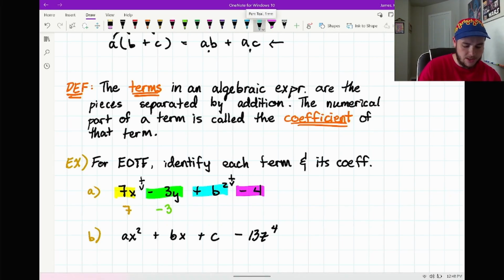When I don't see a coefficient, there's really an imaginary 1 there. And last but not least, if I have just a number, well, the whole number is the coefficient. The whole term is the coefficient, -4. See if you can use these tips and tricks for part B. Identify each term and its coefficient. Pause the video here to see if you can do it on your own.